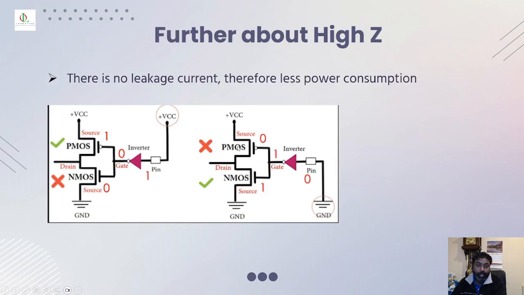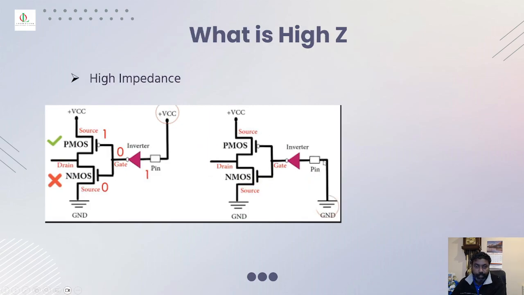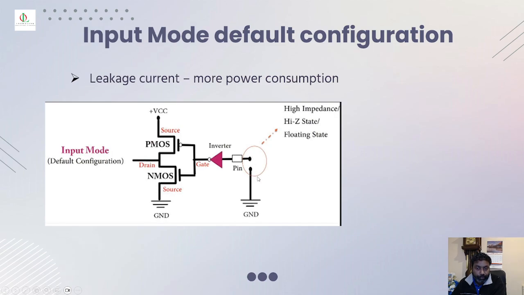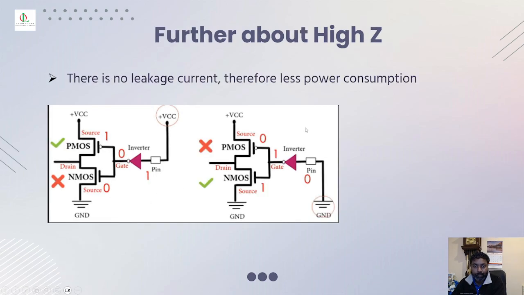And there is no leakage current, therefore less power consumption because it's grounded. Earlier we learned that if it is left open, you get into the high impedance state, therefore there is plenty of leakage current, and that consumes a lot of power. Whereas in this case it's grounded, so therefore no leakage current, and no power consumption at all.